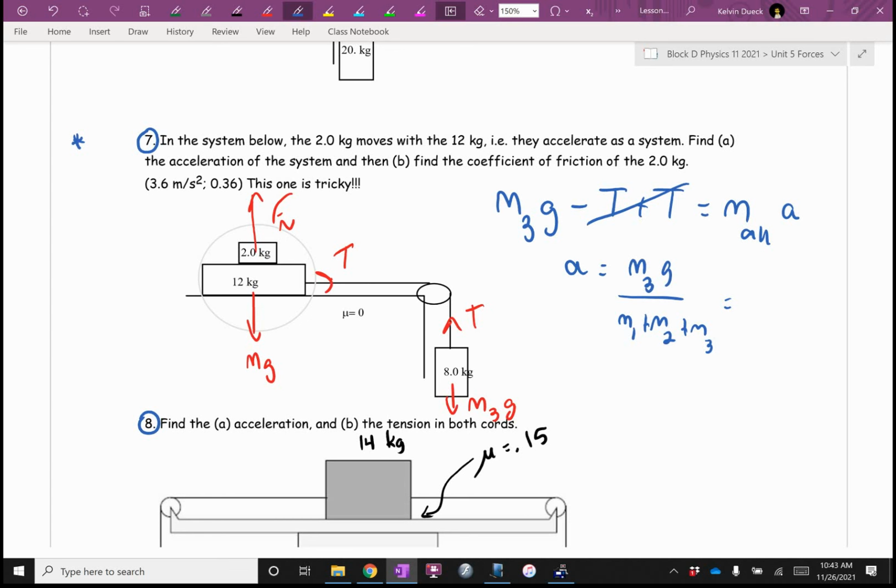You get really close to 3.6. I don't think it's bang on 3.6. What do you get? 3.5. Keep that on your calculator. 3.563? Okay.